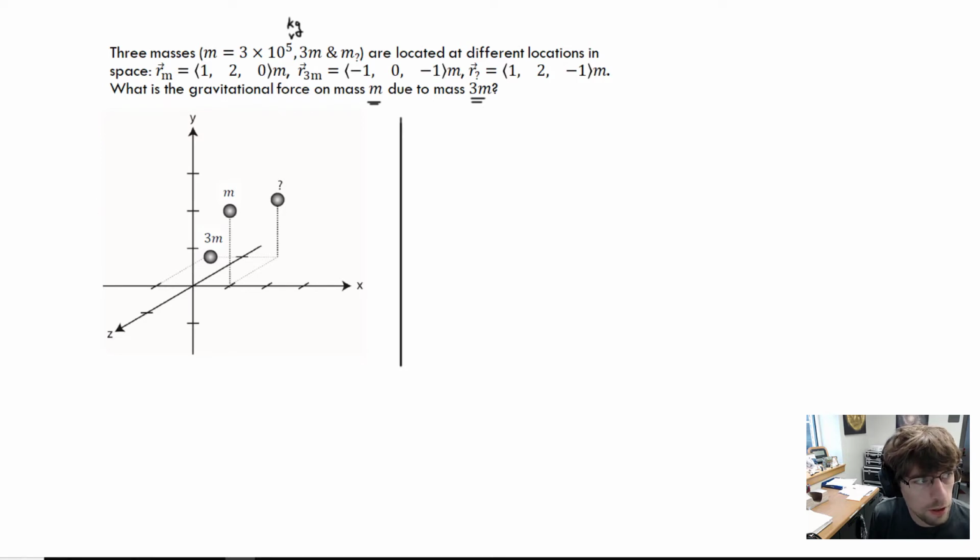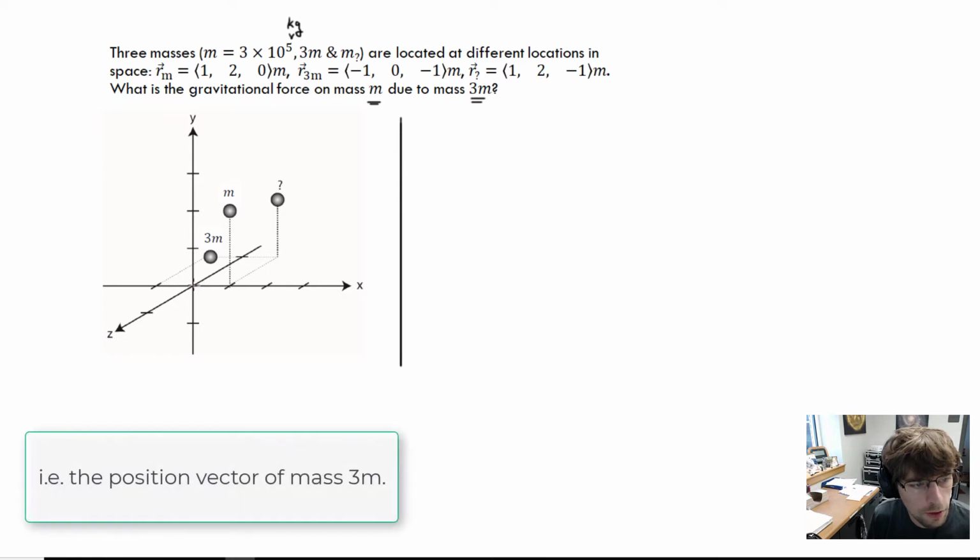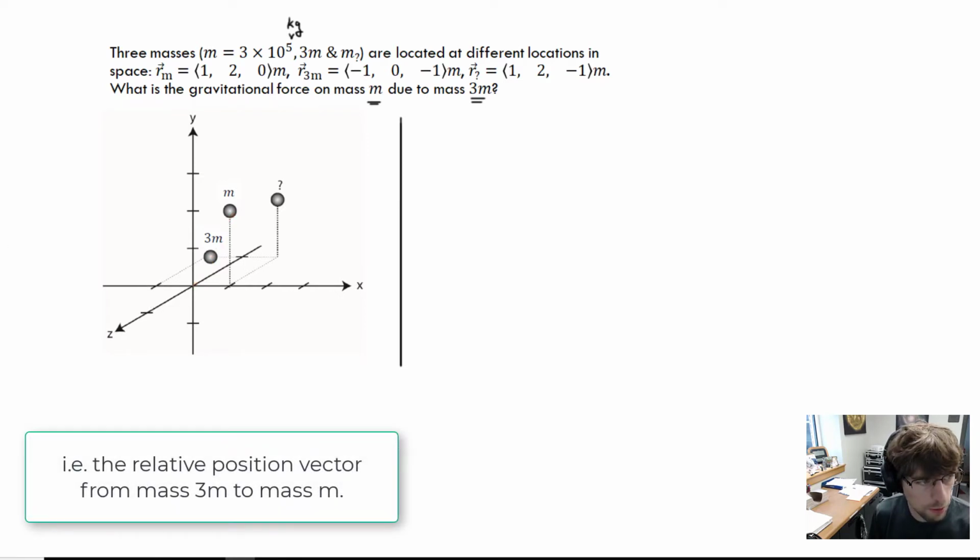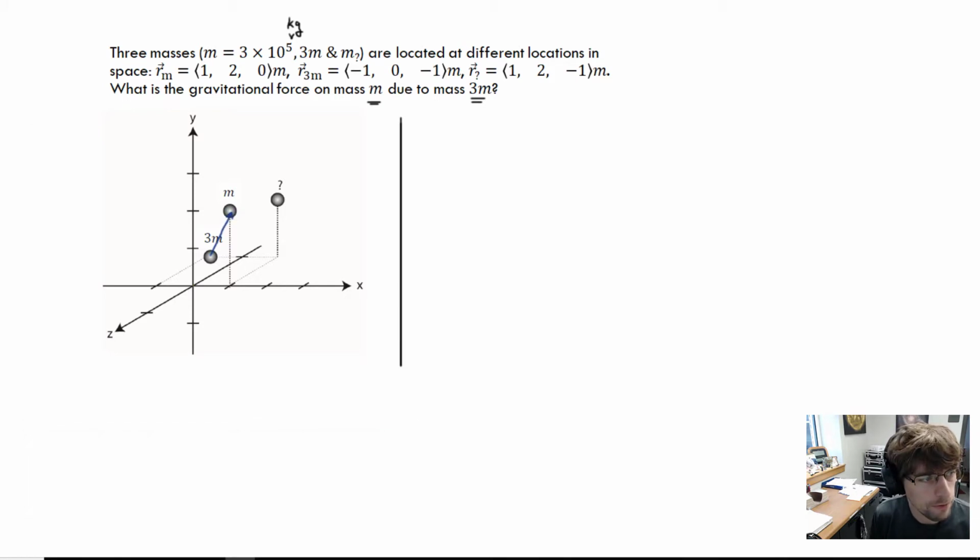We have one vector that points from the origin to the 3m mass. Okay, that's our r3m. We have a second one that points from the origin to this mass. That's our rm. And we want the vector that points from here to there. So let's go at it. Our starting position is the 3m mass. So I'll write down, okay, well, r12.